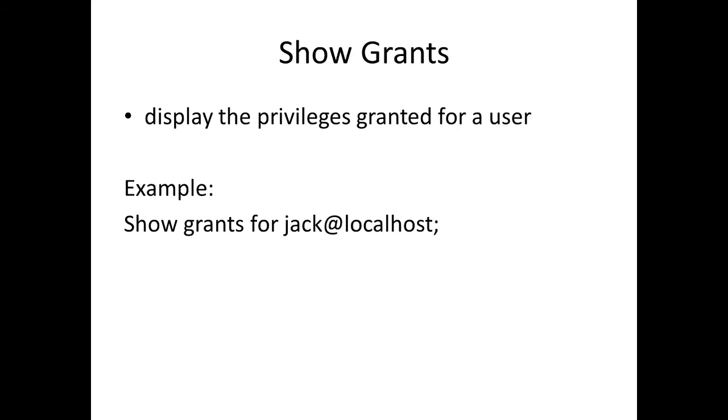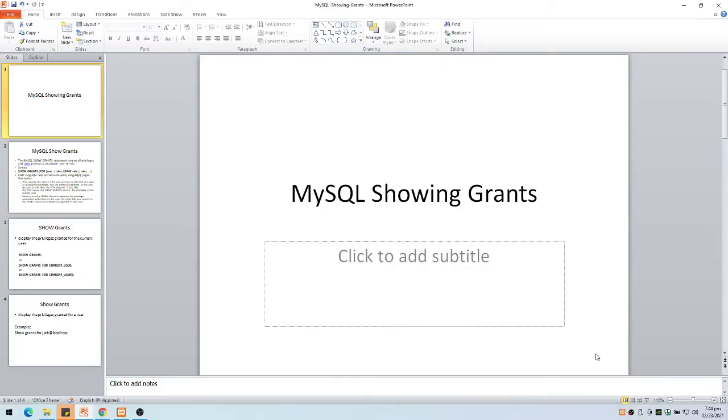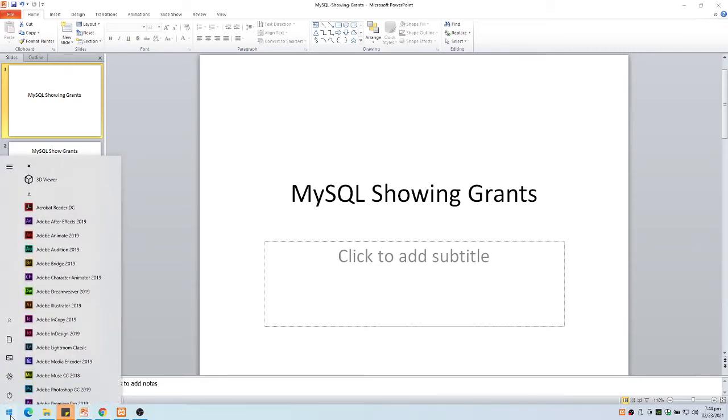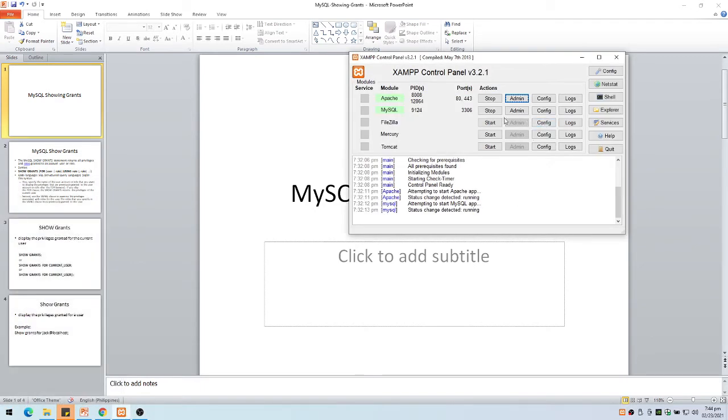As an example, to display the privileges granted for a user, we type SHOW GRANTS FOR and then the account name. In this slide, it is jump@localhost. That's all, and let's try a short demo. First, I must be sure that MySQL is running. As you can see, it's running.